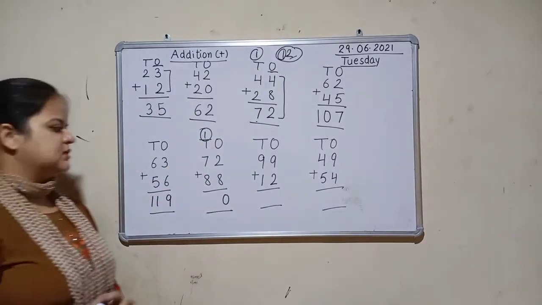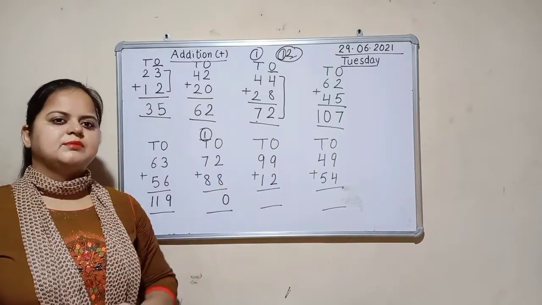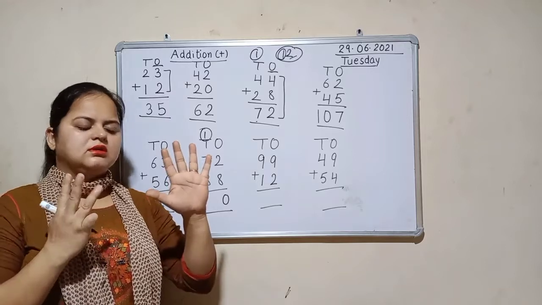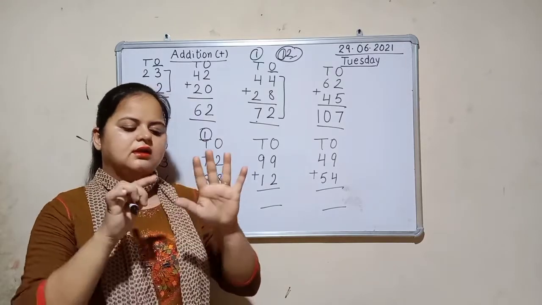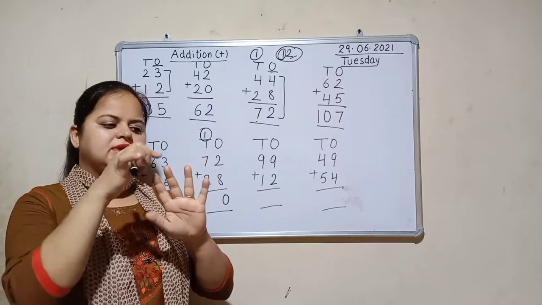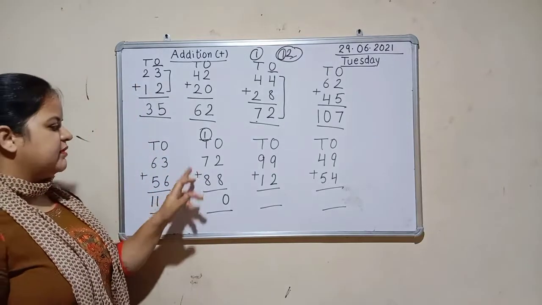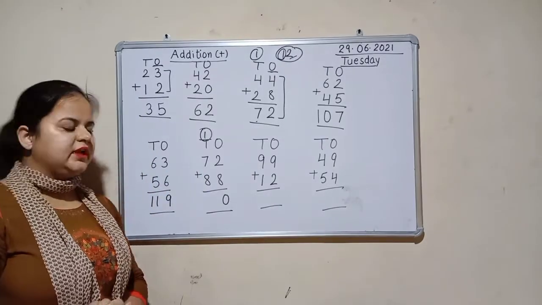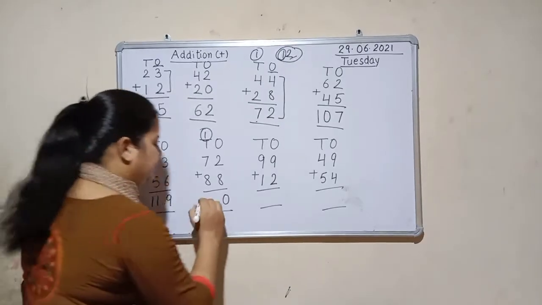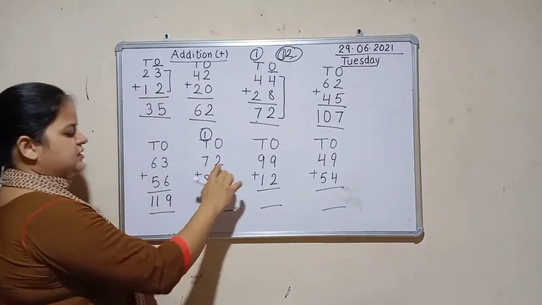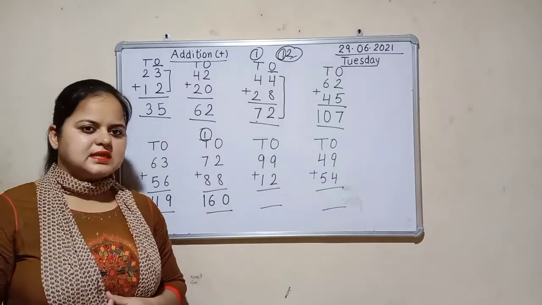7 and 8. Okay, keep 7 in mind and 8 on fingers. 7, 8, 9, 10, 11, 12, 13, 14, 15. 7 and 8, 15. 15 and 1, 16. Very good. So 72 plus 88, 160.